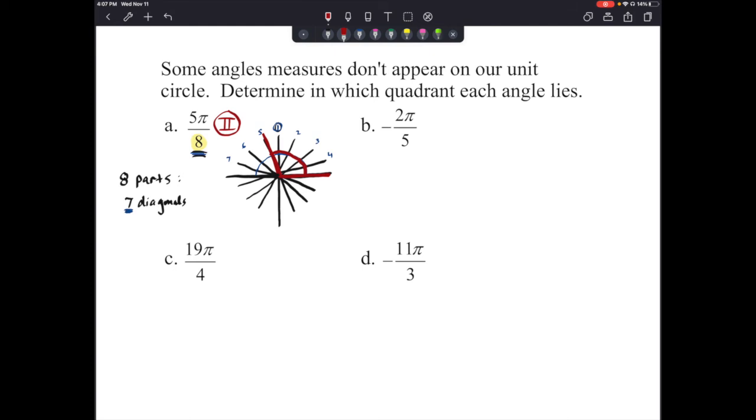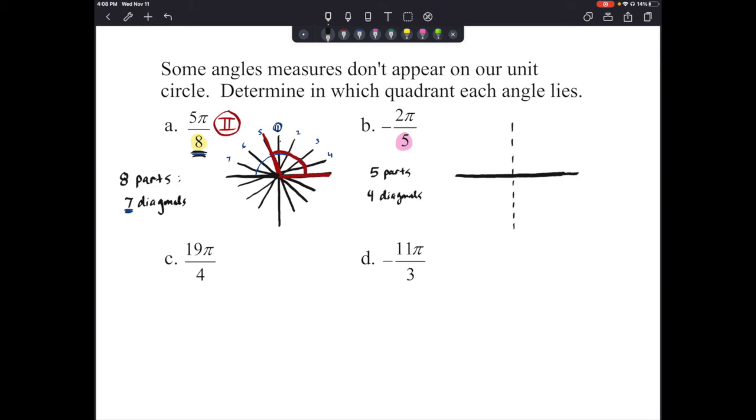Looking at the next one, we have negative 2 pi over 5. When we've got an odd number in the denominator, we are not going to draw in our y-axis. So I'm going to put in just a dashed y-axis. We're not going to count that as a diagonal, though we counted it as a diagonal in the previous problem. For five parts, I need 4 diagonals.